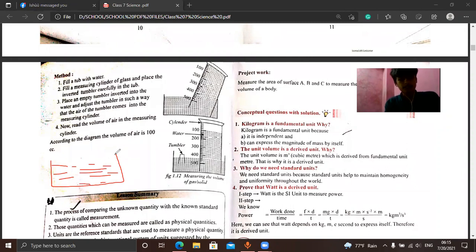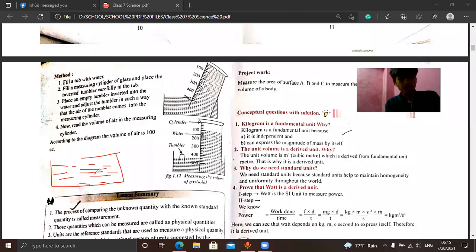Keep water in it, fill a measuring cylinder with water, and place the inverted tumbler carefully in the tub. Place an empty tumbler, invert it into the water and adjust the tumbler in such a way that the tumbler comes into the measuring cylinder. Now it is the volume in the measuring cylinder.